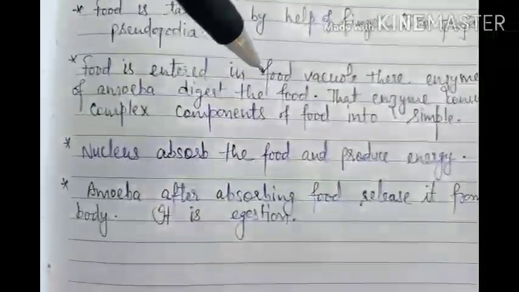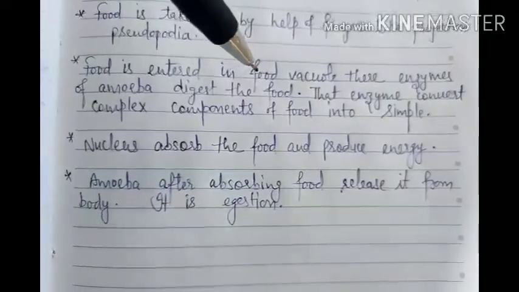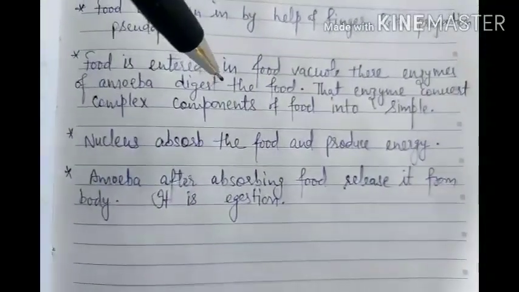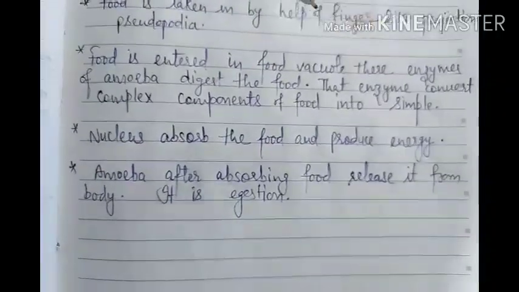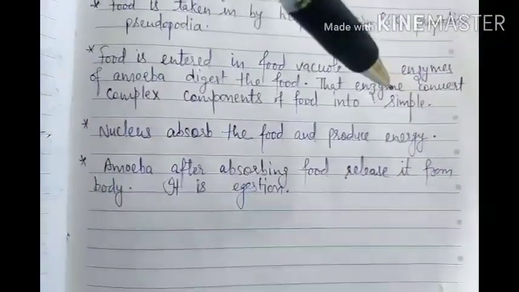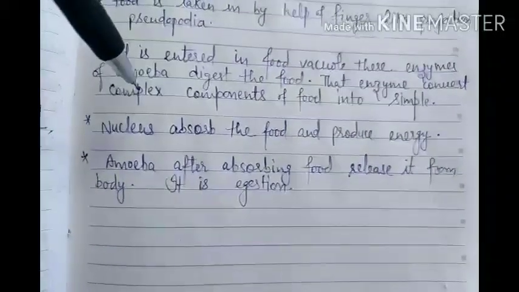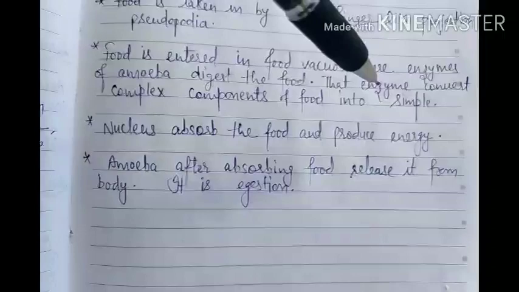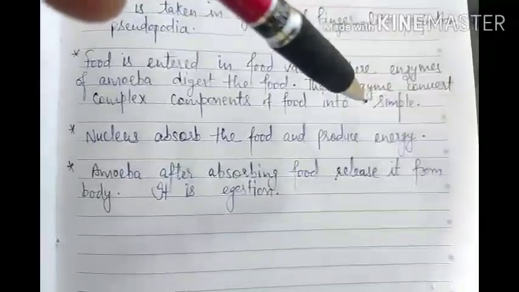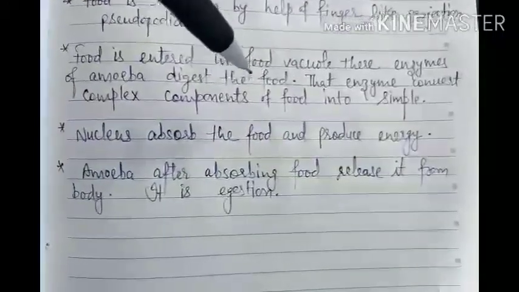There, enzymes of the amoeba digest the food. Enzymes means a kind of protein, a kind of chemical produced by the cell. They digest the food. And yesterday I told you the meaning of digestion: the process which converts complex components of food into simple components of food. Food particles are very complex, very difficult to break. So by enzymes it can break and convert into simple particles which our body can use. So this is done by the food vacuole in the digestion process.